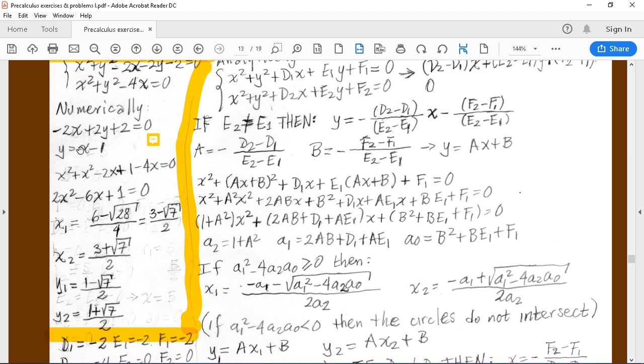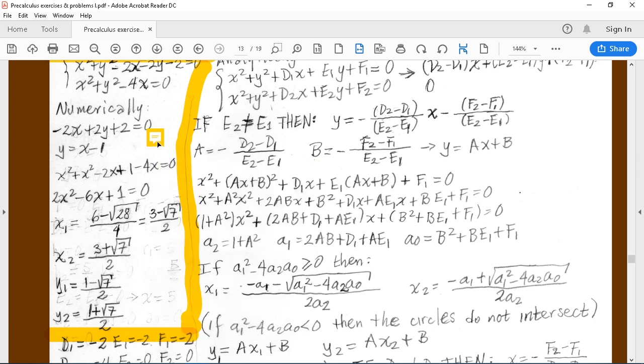We replace y equals x minus 1 in this second equation, and then we have x squared plus (x minus 1) squared minus 4x equals 0. Expanding the (x minus 1) squared, we have x squared minus 2x plus 1. So we have x squared plus x squared minus 2x plus 1 minus 4x equals 0. X squared plus x squared is 2x squared, minus 2x minus 4x is minus 6x, and we have 1 here.